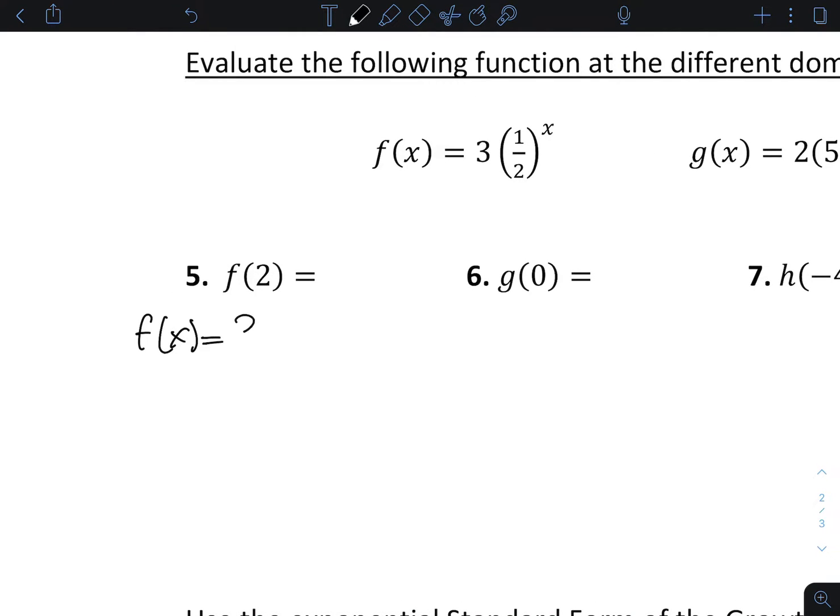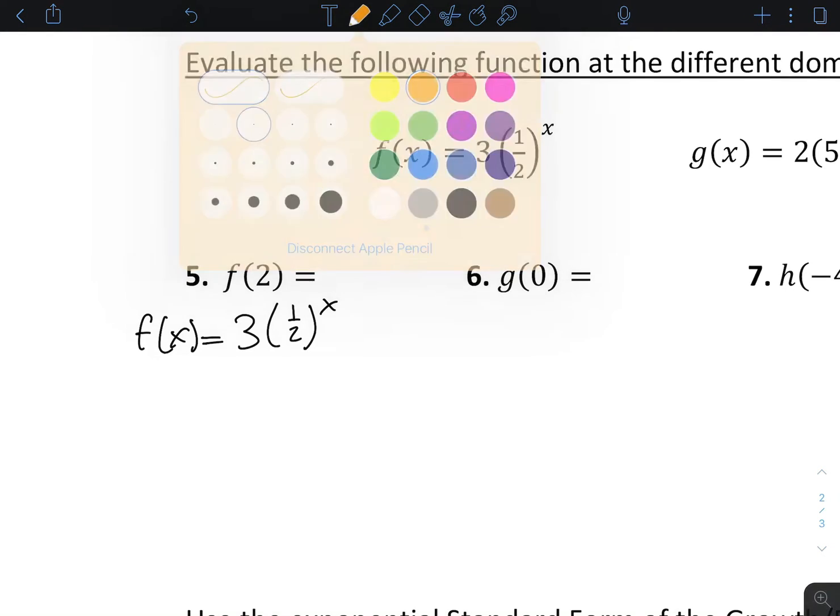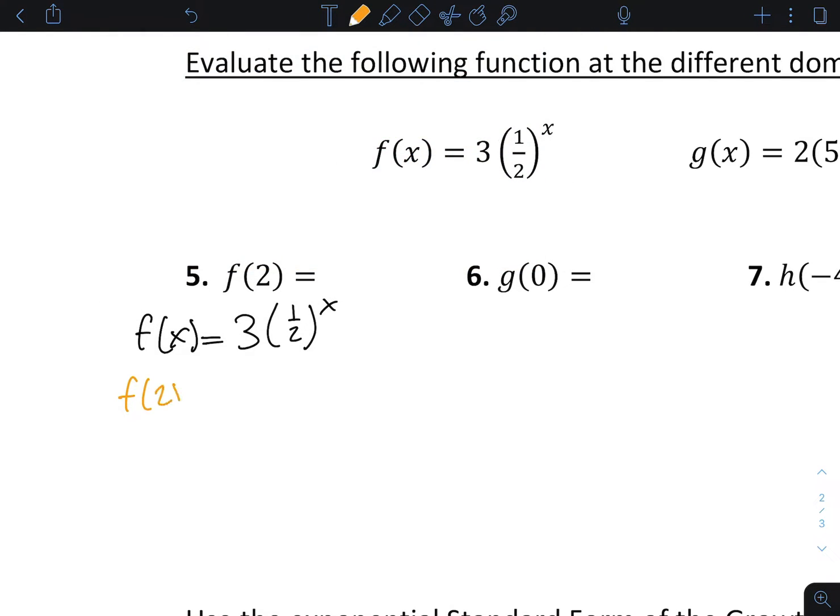So f of x equals 3 to the 1/2 x. And I want to figure out what is f of 2. So let's do a different color here. F of 2. That means every place I see an x, replace it with a 2. So that's 3 times 1/2 squared.